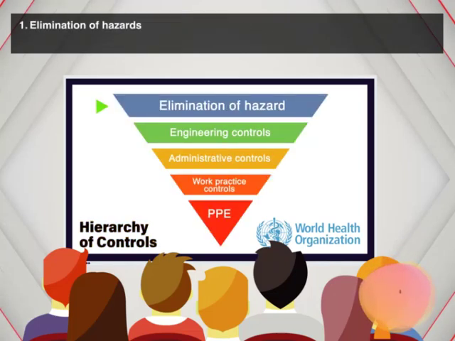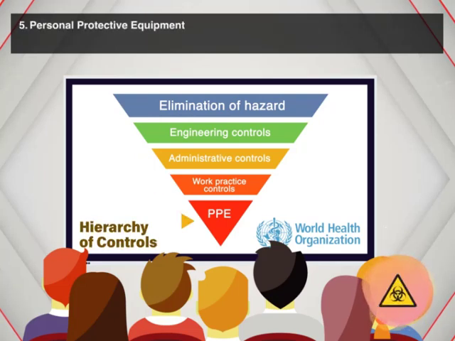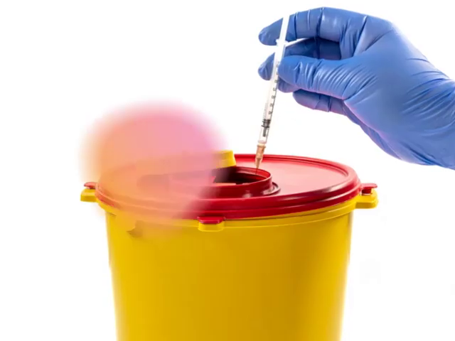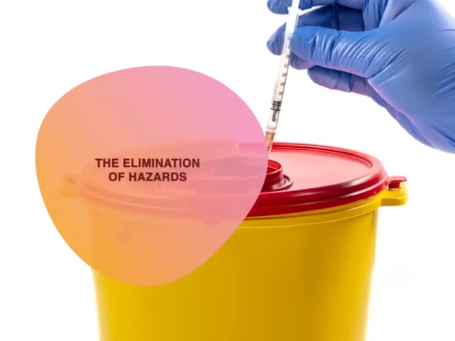1. Elimination of hazards. 2. Engineering controls. 3. Administrative controls. 4. Work practice controls. 5. Personal protective equipment. We'll now cover each control for sharps in a little more detail. Hierarchy 1. The elimination of hazards.